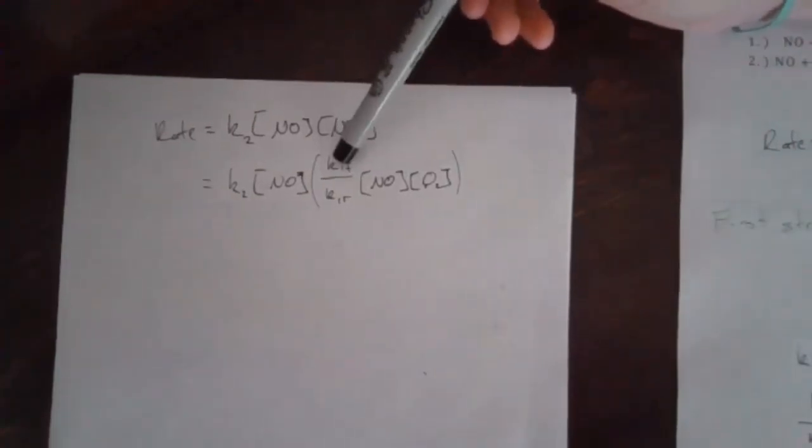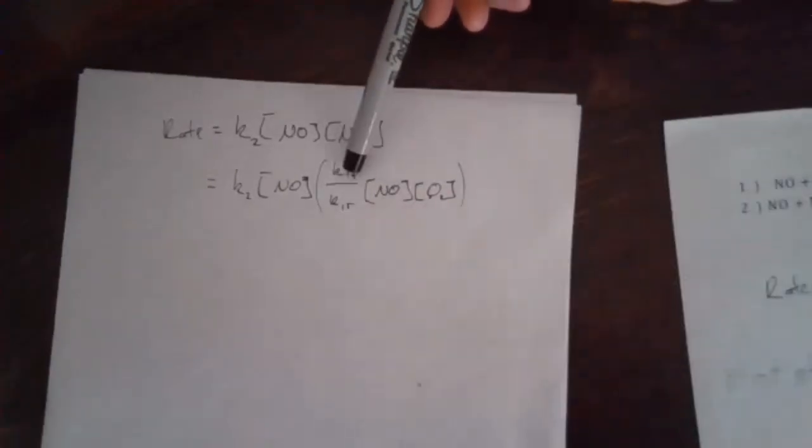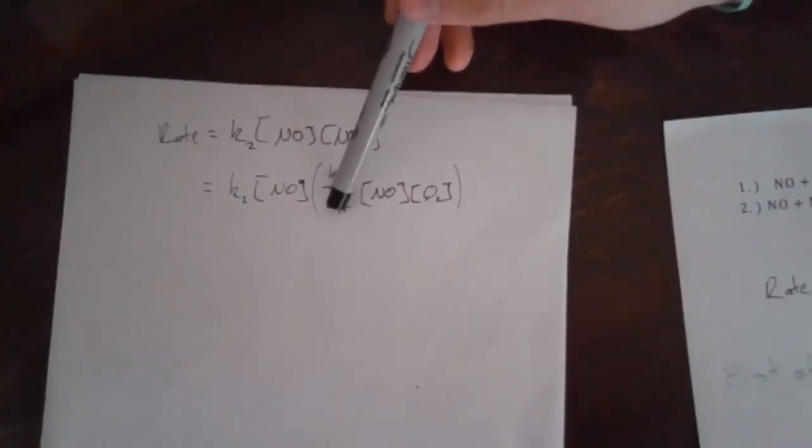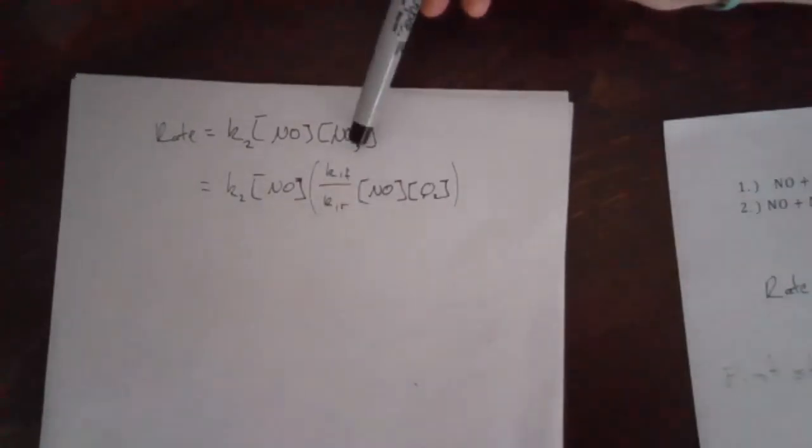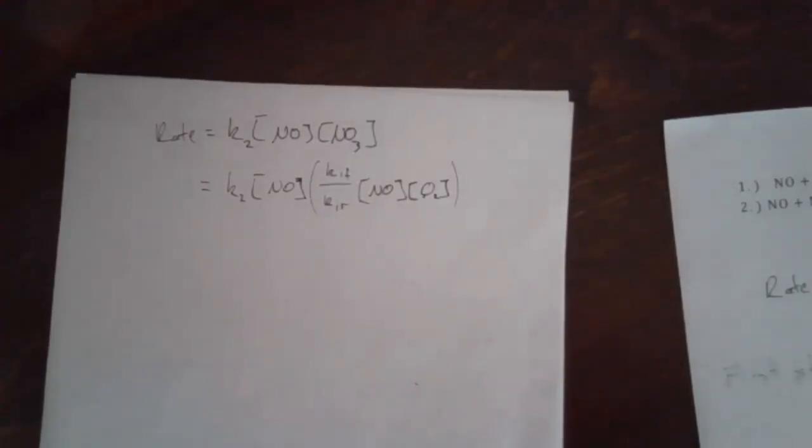The K1F, that'd be the rate constant of the forward process for this first step. The faster that is, the higher the concentration of NO3 is. The faster the reverse is, the undoing of the NO3. If that's really big, you're dividing by a big number, you're going to decrease it.